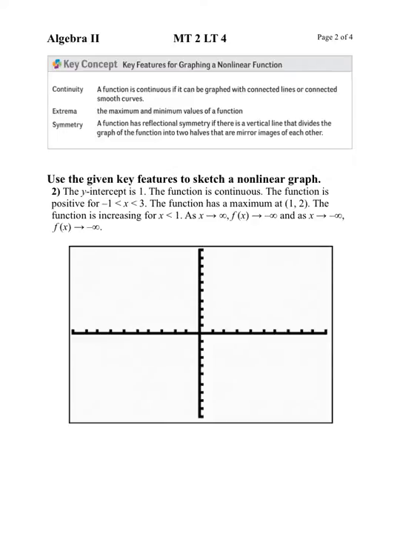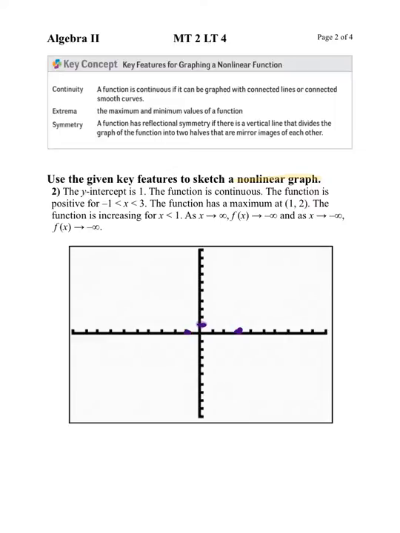Now let's apply that to example number 2. We want to use the given features to sketch a nonlinear graph. Nonlinear means our graph is not going to be a line, so we have some curves in it. We're told the y-intercept is 1, so I'm going to put a point at 1 on my y-axis. I'm going to change to my pen first. We know the function is positive between negative 1 and 3, so I'm going to put a point at negative 1 and a point at 3.